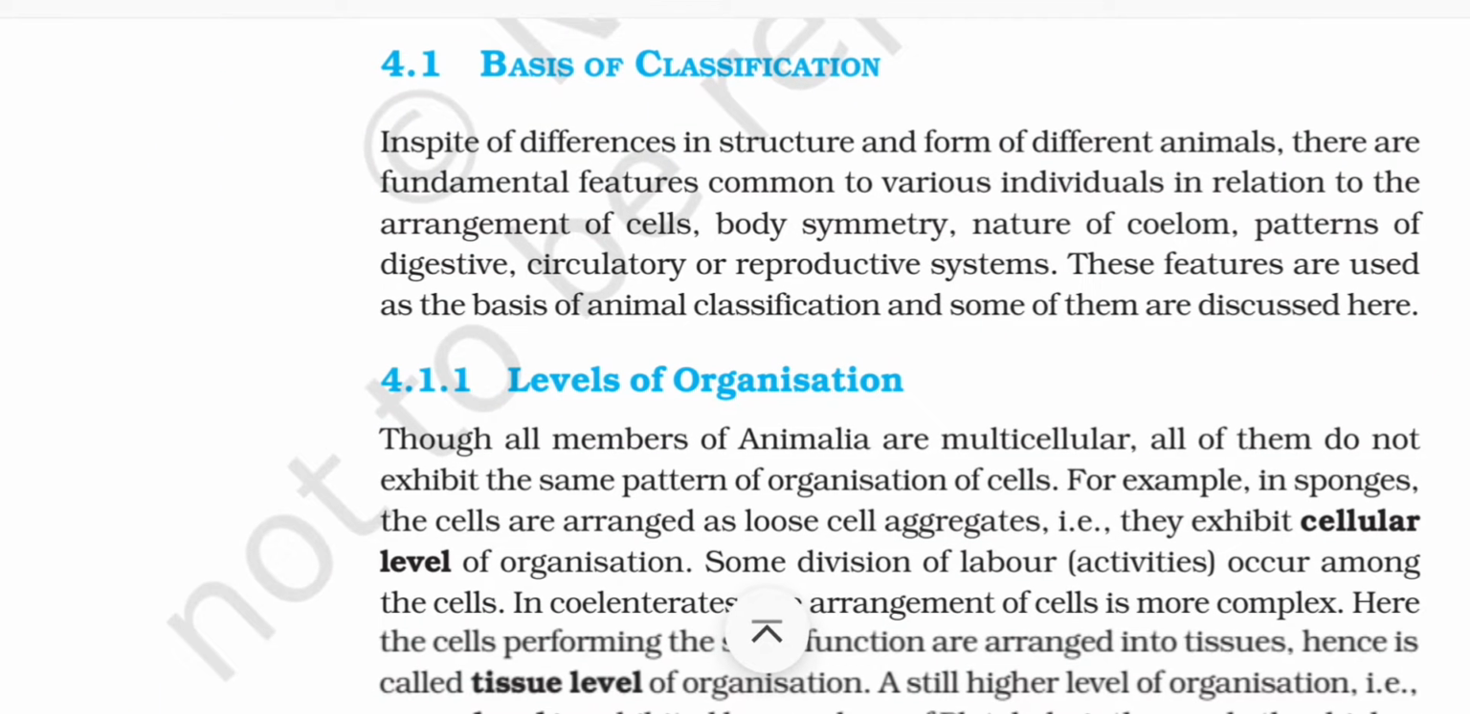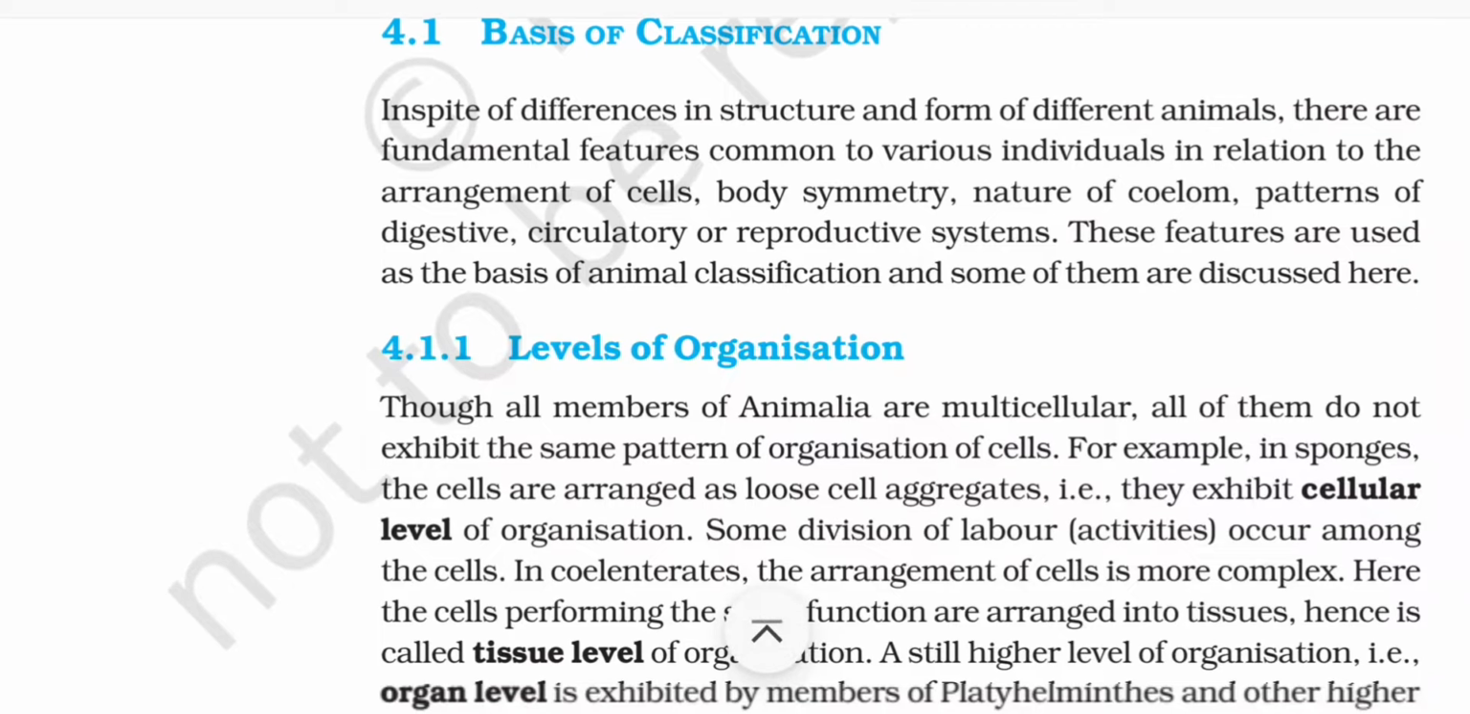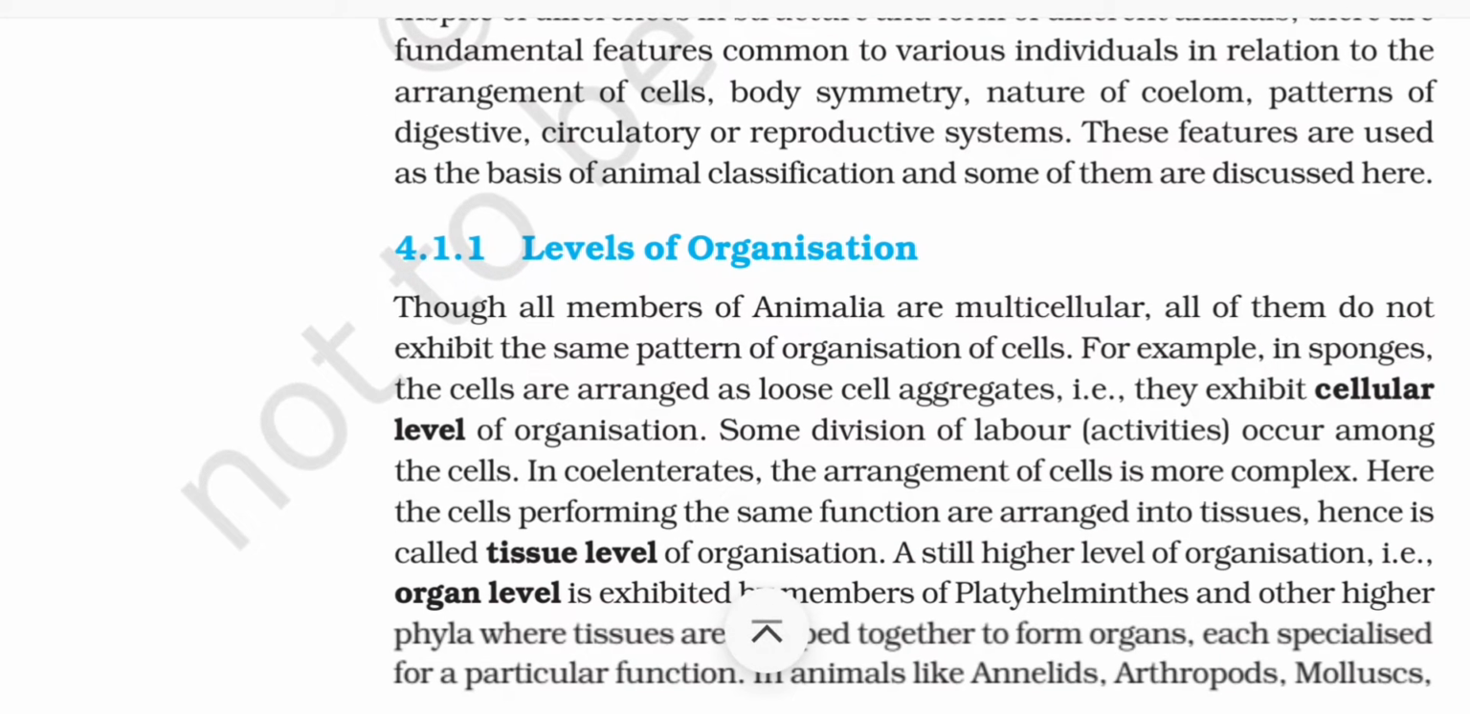4.1 Basis of classification. In spite of differences in structure and form of different animals, there are fundamental features common to various individuals in relation to arrangement of cells, body symmetry, nature of coelom, patterns of digestive, circulatory, or reproductive systems. These features are used as the basis of animal classification, and some of them are discussed here.